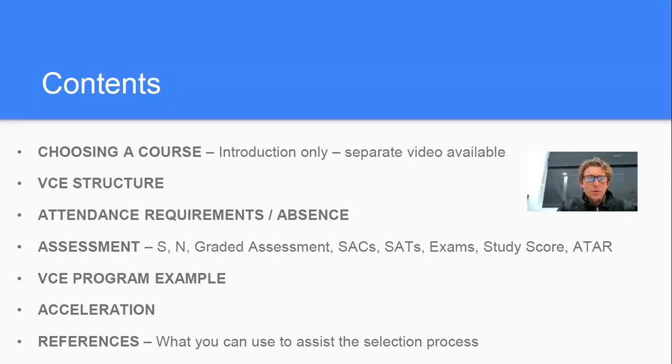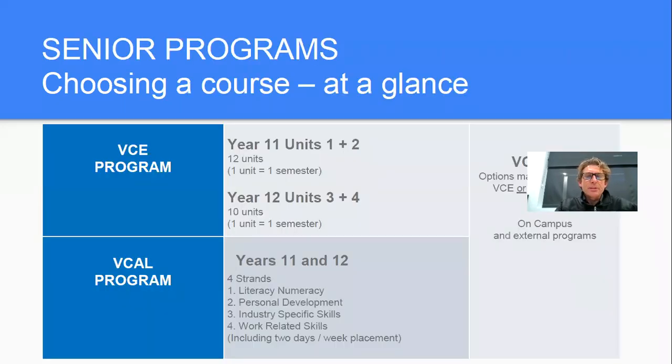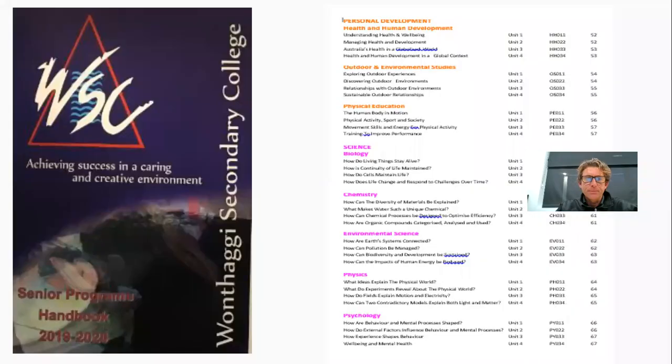The contents of this are on the screen here. I'll go through a range of different topics. Firstly, we are looking at the VCE program here. This is a graphic from inside of the course selection handbook. This is concentrating on Year 11, Year 12, Unit 1 to Unit 4 VCE.